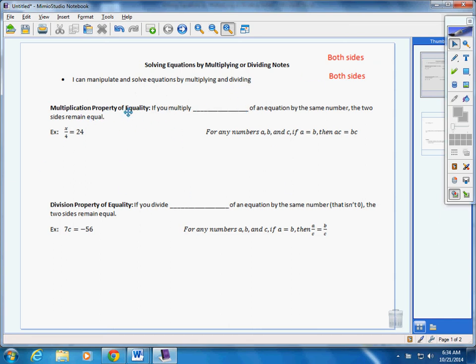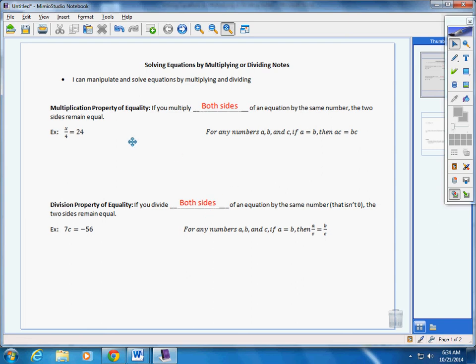Okay, so our first two definitions are here. The multiplication property of equality, very similar to the addition property of equality as well as the subtraction property of equality. If you multiply both sides of an equation by the same number, the two sides will remain equal. And the same thing is true for the division property. If you divide both sides of an equation by the same number, as long as you're not dividing by 0, then the two sides remain equal.